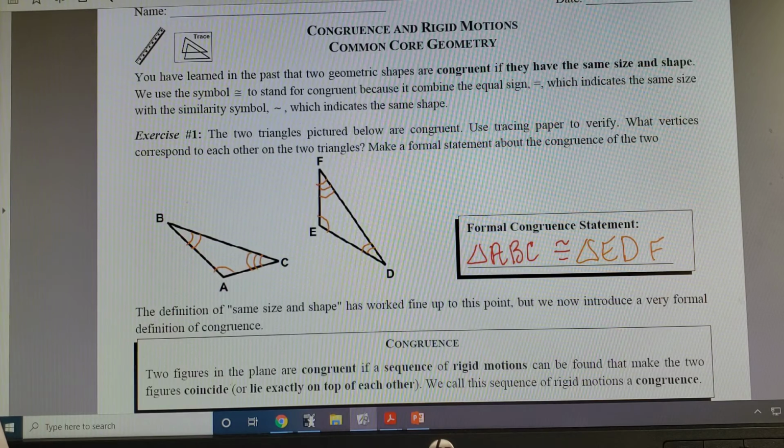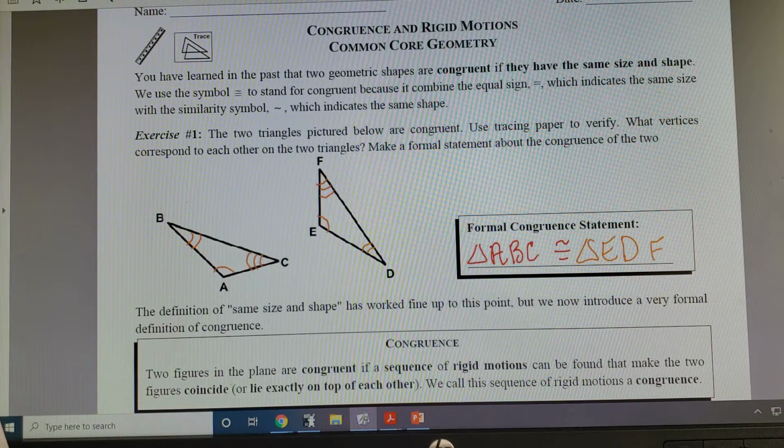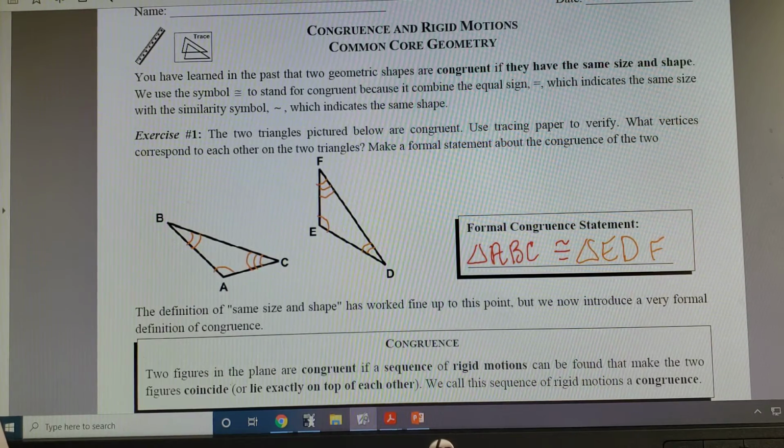Okay, so there are two important things that I want to point out with this. I wrote it in the order of the angles that were congruent. So you told me that A was equal to E, so I wrote A first and then E first. You told me that B was equal to D, so that's why I wrote B second, D second. And then you told me that C was equal to F, so that's why I wrote C third and F third. Also with the diagram, I put arcs.